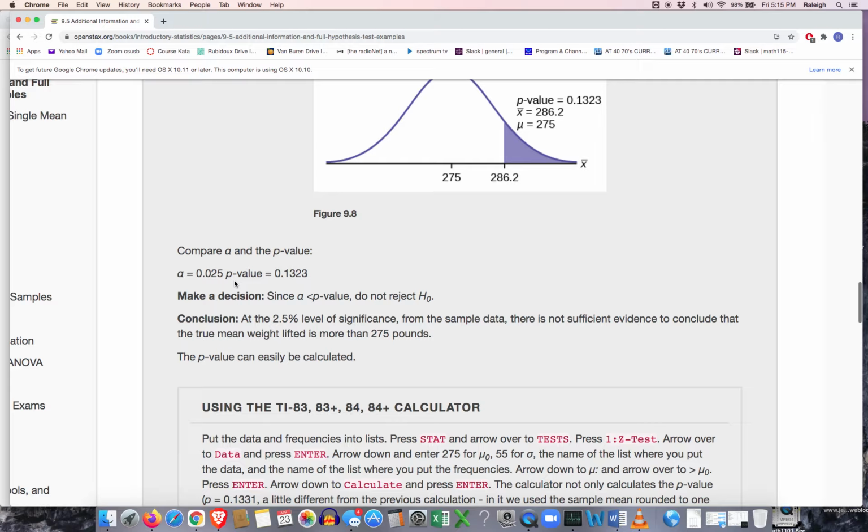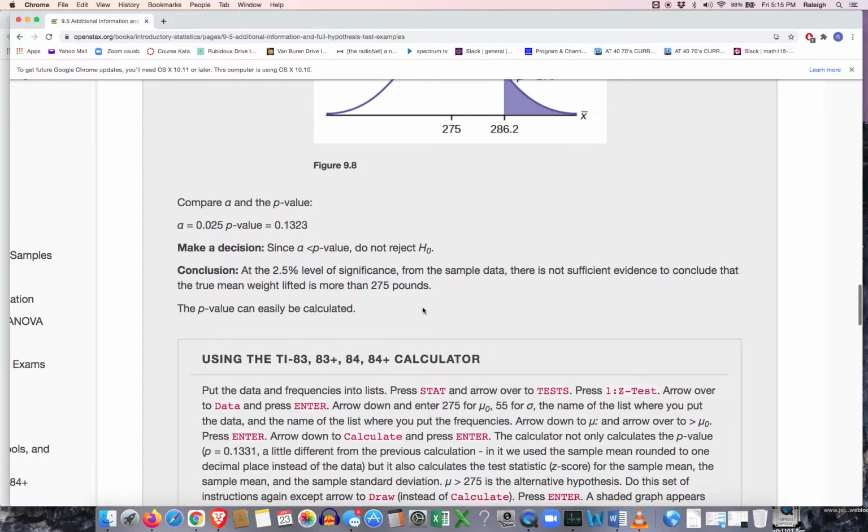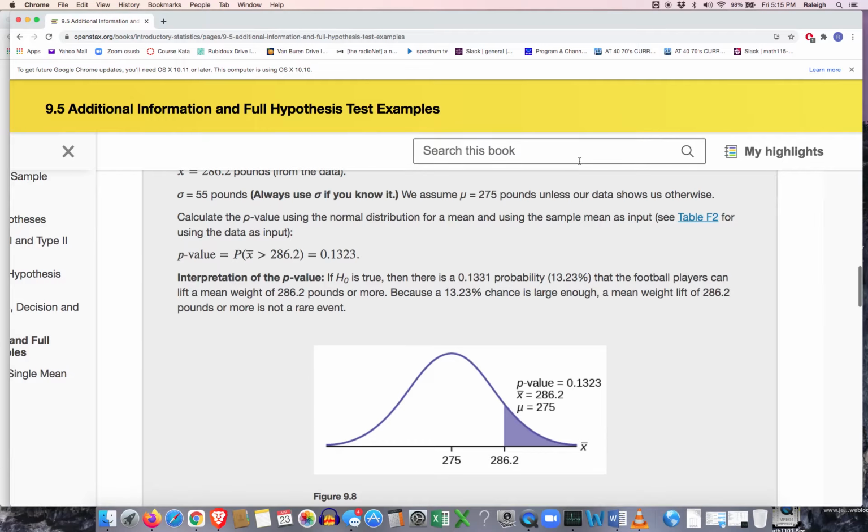So if H0 is true, there's a 13% probability that the football players could just by themselves, due to random chance, lift more than the 275. That is, 286 is what they got. And so, lifting more than 286 pounds just isn't very rare. We'd rather see this number to be lower than 0.025, and it isn't. It's commonplace. Because it's commonplace, H0 gets to stay. This isn't big enough to matter.